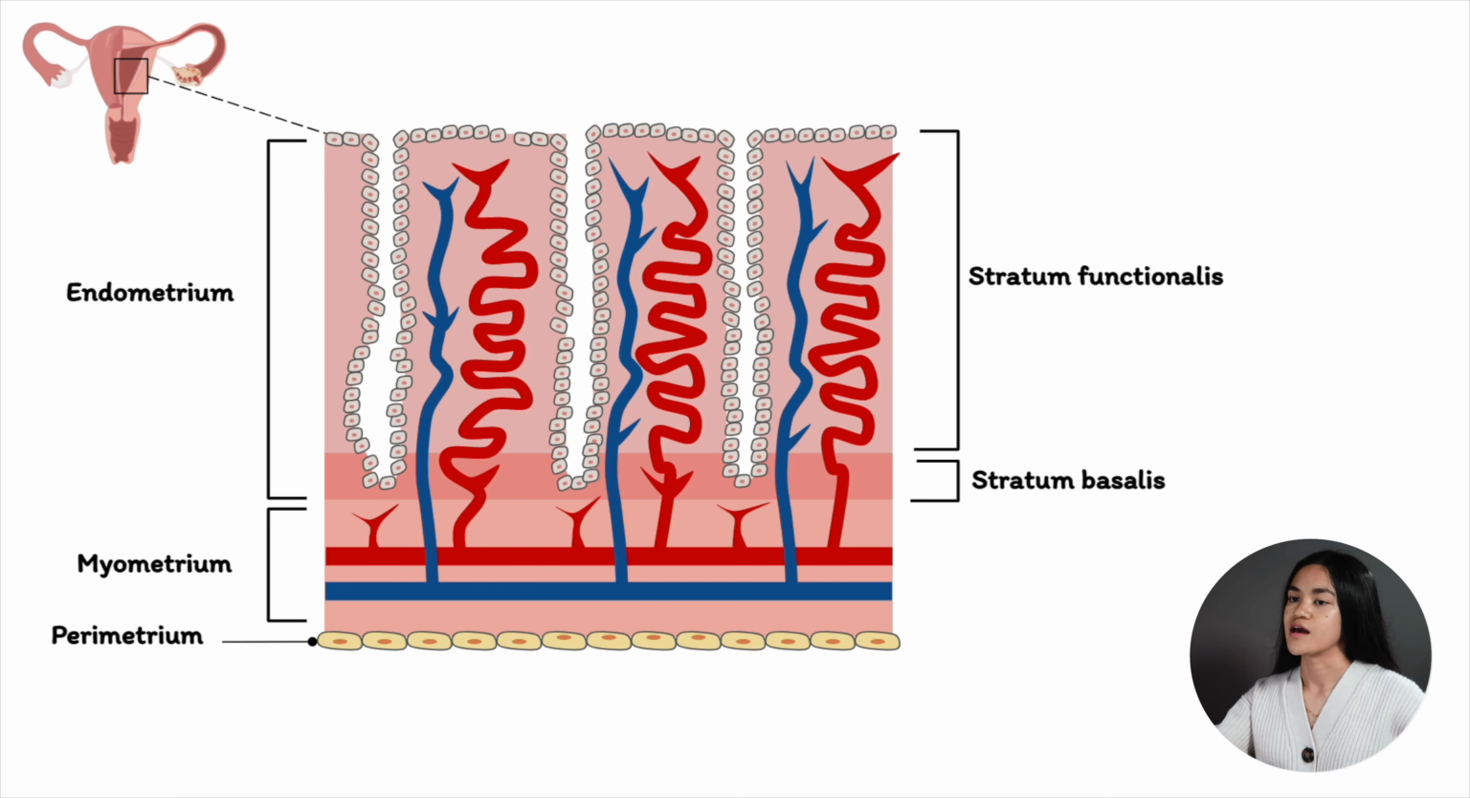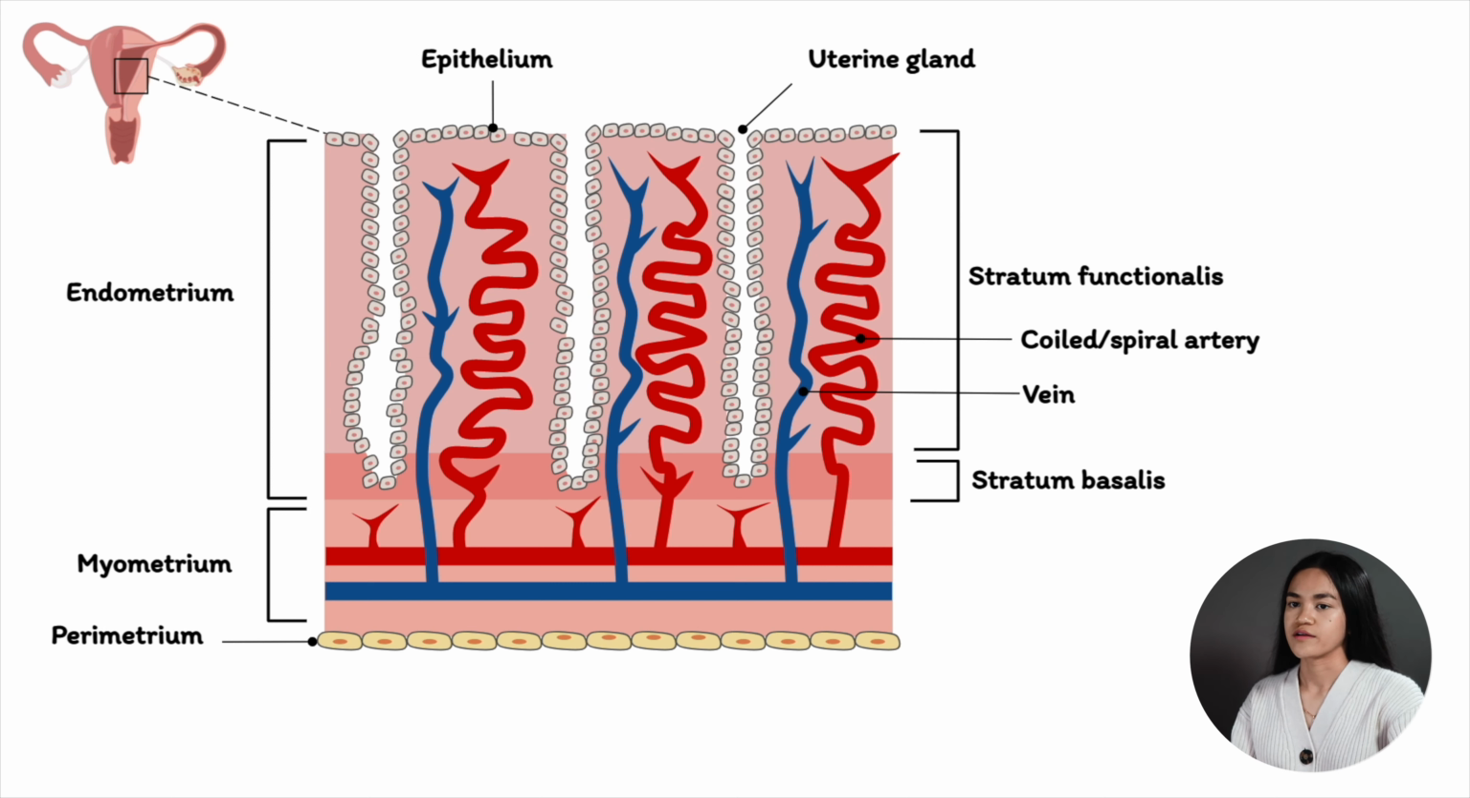This is the part of the endometrium that sheds off during menstruation. It's the source of menstrual flow. This here is the epithelium lining and the uterine gland, which is a secreting gland. There are two types of arteries supplying the endometrium. The stratum basalis has short and straight arteries, and the stratum functionalis, the functional and superficial layer, has spiral and coiled arteries.